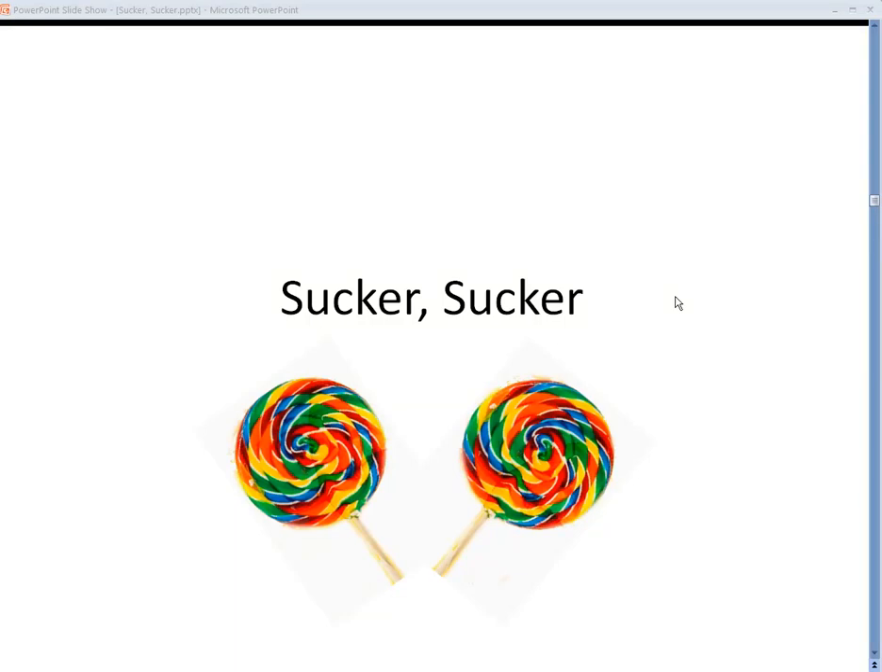This one is the sucker rule. This has lots of applications in math. We talked about it last week when we were talking about subtracting negatives. This also works for fractions. You can also find it in algebra.